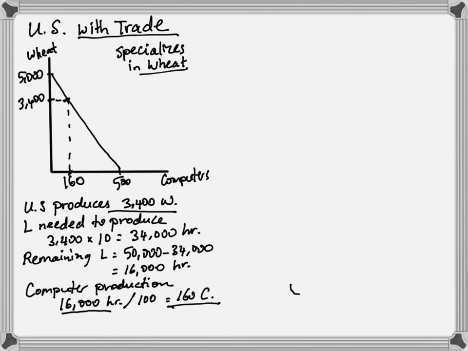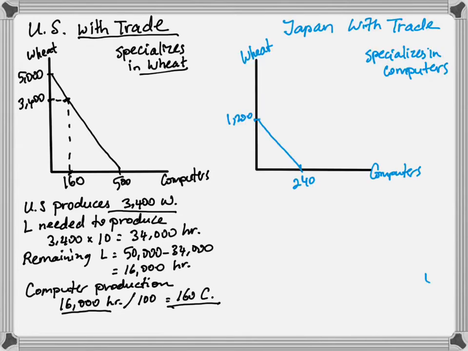So the United States specializes in the production of wheat. More resources are allocated to produce wheat, and the United States produces more wheat and fewer computers. Now let's allow Japan to trade with the United States, and Japan, in this case, specializes in the production of computers. That means Japan will allocate more of the labor hours to produce computers.